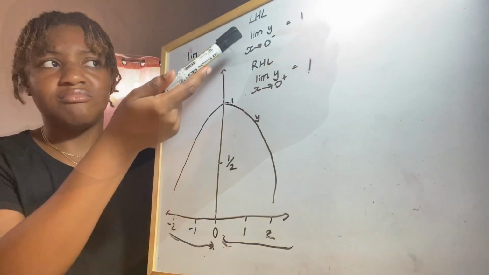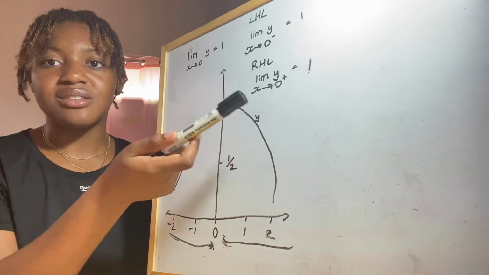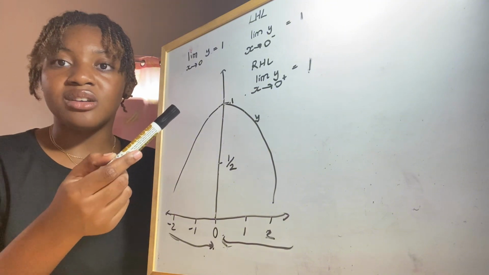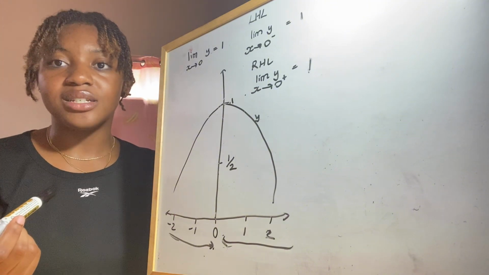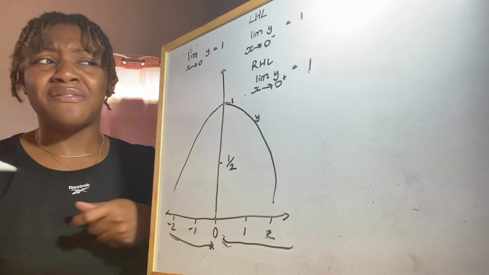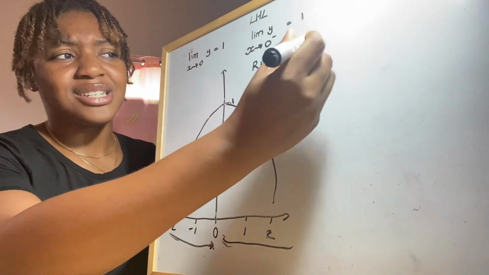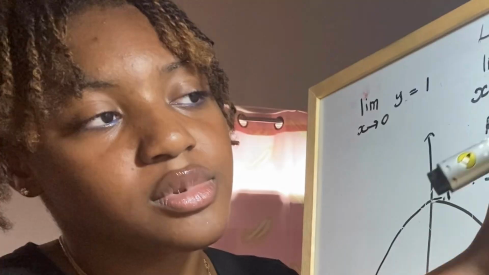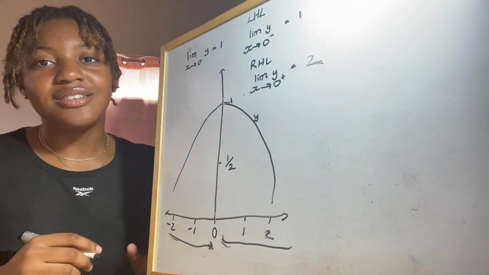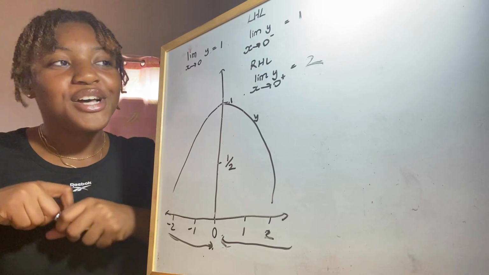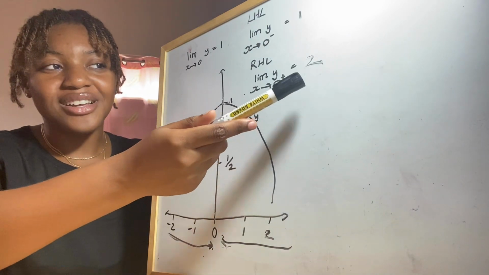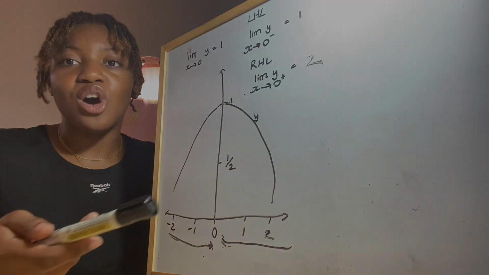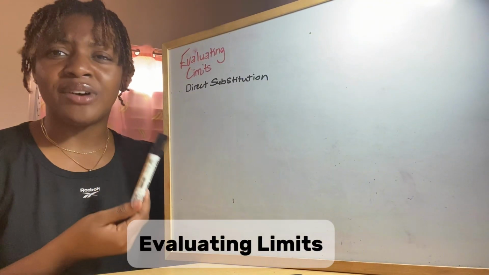So since the left-hand limit and the right-hand limit are equal, the same, the limit of the function overall is defined. It exists. So if we got a different answer for the right-hand limit, for example, let's say 2, that means that the limit of the function wouldn't exist. It would be undefined.